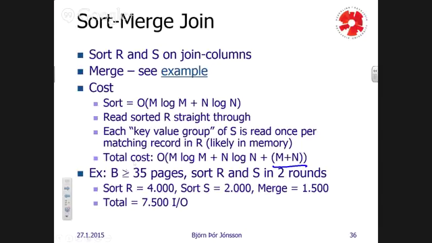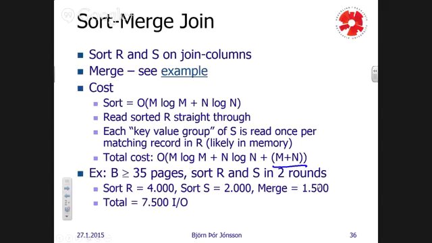And with some assumptions, with 35 pages, you can sort both in 2 rounds. That means to sort R is 1,000 pages times 2 rounds. Sort S is 500 pages times 2 operations times 2 rounds. So that's 2,000 IOs and 4,000. And then reading everything is 1,500, and you get 7,500. So this is comparable with the block nested loops join, but you can observe that block nested loops join needed 100 buffers, and this one needs only 35.